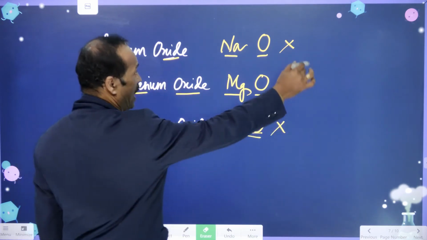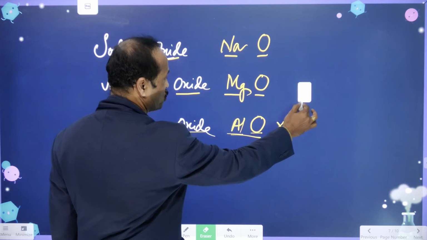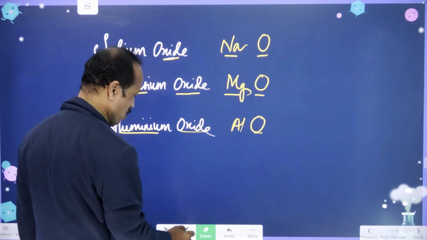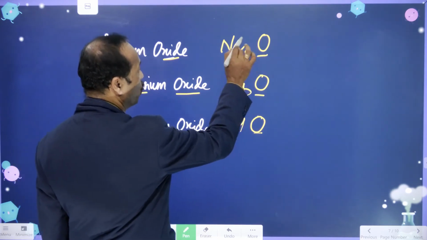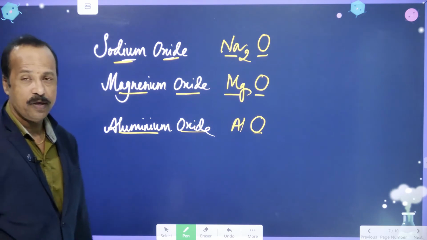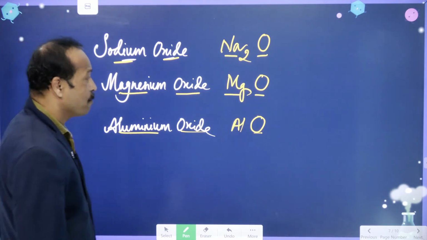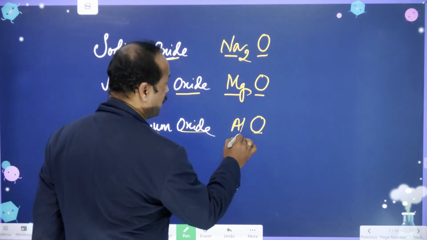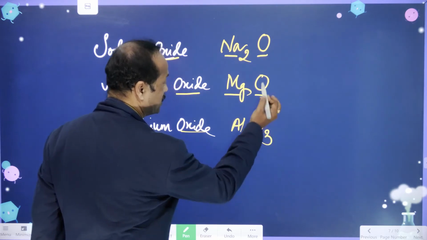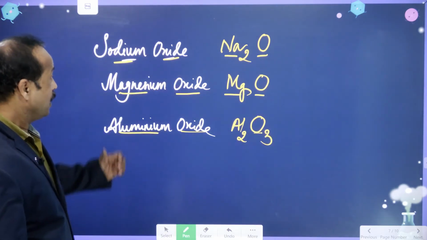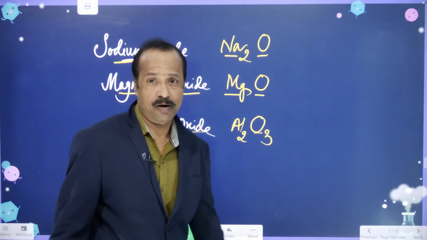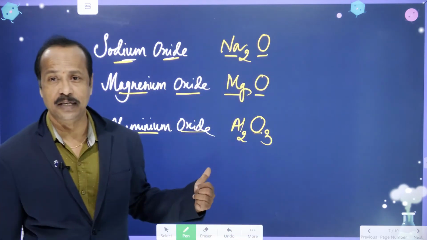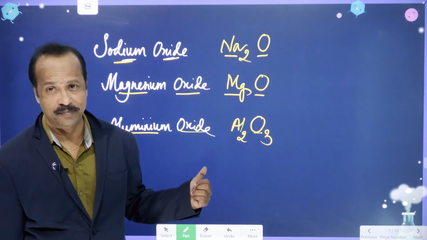So see students here, the actual formula of sodium oxide is Na2O. Whenever you write the sodium oxide formula, you write Na2O. Magnesium oxide, of course, MgO. And whenever you write aluminium oxide, the formula is Al2O3. Name-wise, if you see, all are the same, aluminium oxide, magnesium oxide. But formula-wise, there are a lot of differences, right?